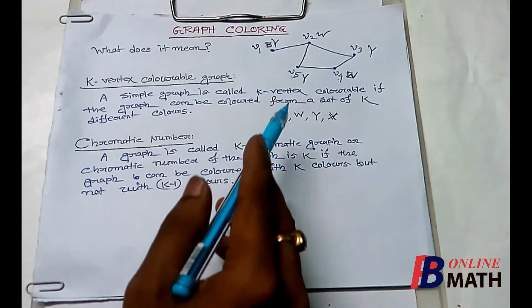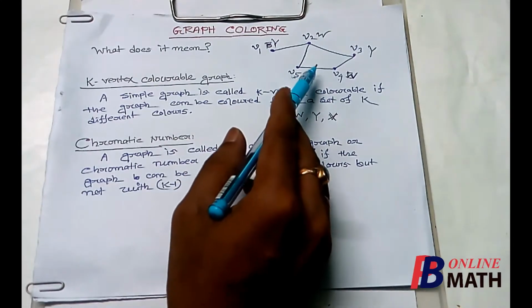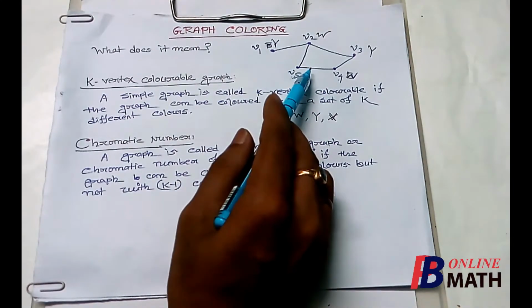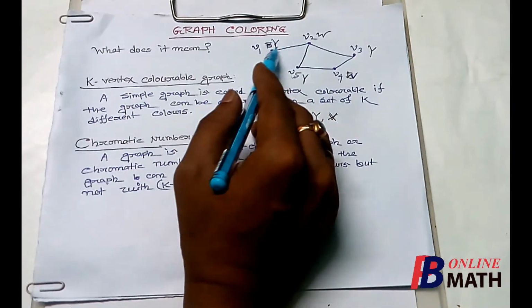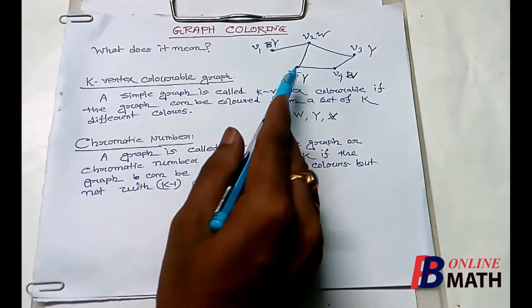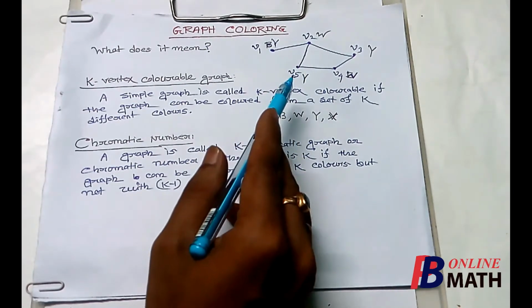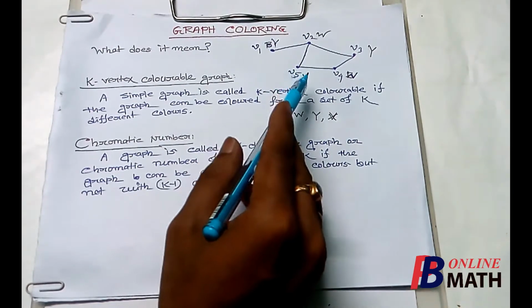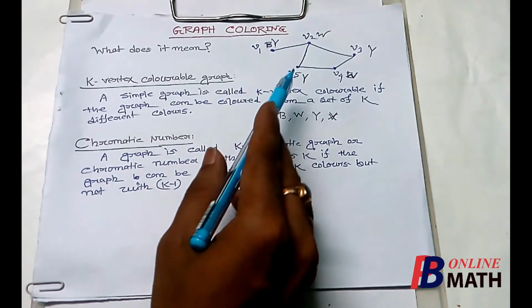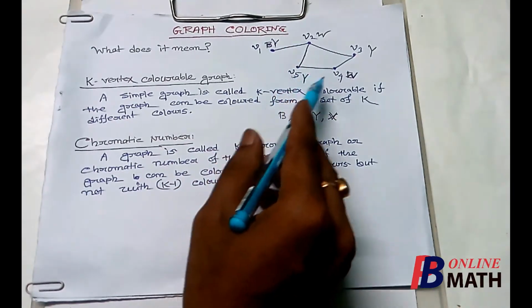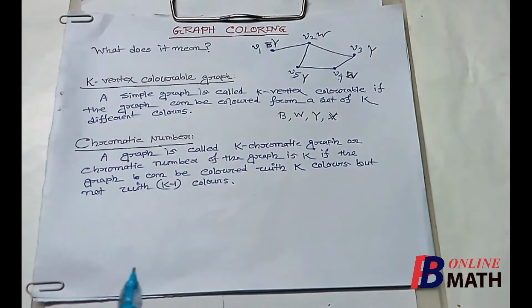Now the next question is, can we color this graph with only one color? This is not possible because the graph contains at least one edge, so we can't color this graph with only one color. So here we have found that 2 is the minimum number of colors required to color this graph. So 2 is the chromatic number of this graph. Remember that if we want to find the chromatic number of a graph, then we have to find the minimum number of colors required to color the graph.